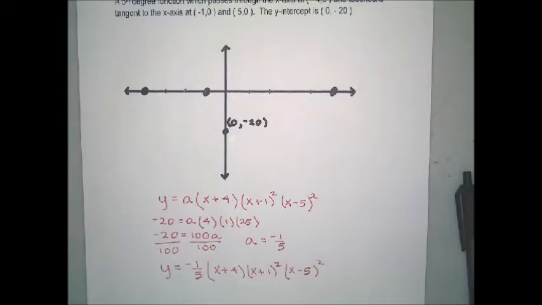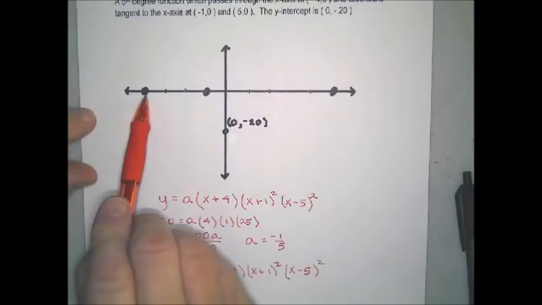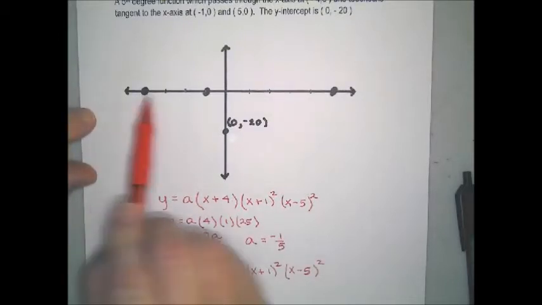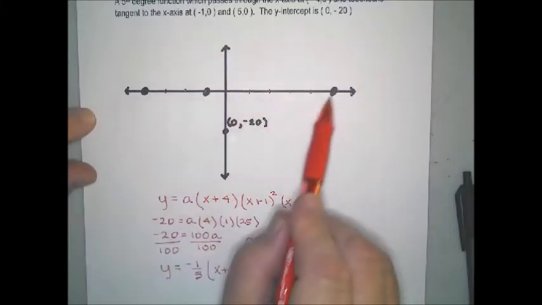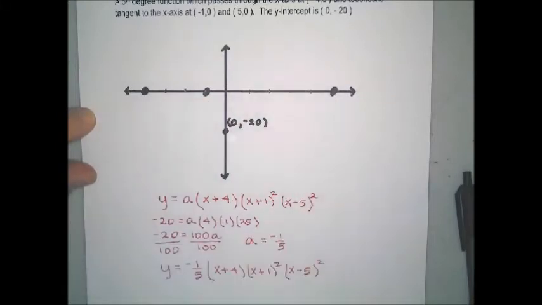Does it start up here? Because we know what happens. It passes through here, it bounces here, and it bounces here. But where does it start? That's where the end behavior is going to help us. This is x times an x squared times another x squared. So that becomes x to the 5th. But the problem told us that from the very beginning it was a 5th degree function. And now we know the leading coefficient is -1/5.